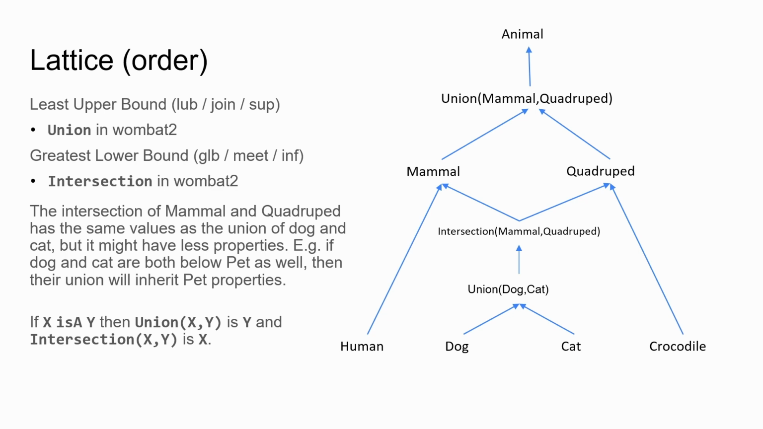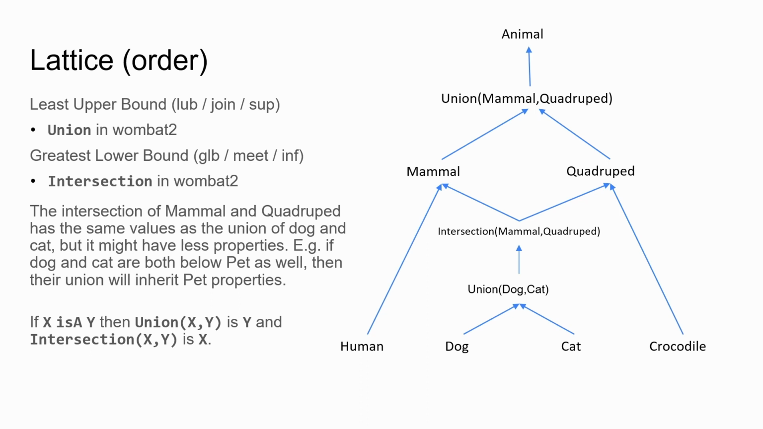If both dog and cat are below pet as well, for example, then it might inherit properties from pet, like the owner. Because they're a property of dog and cat, they're also a property of the union of dog and cat, but they won't be a property of the intersection of mammal and quadruped. By far the most common thing in real life is that unions and intersections are of things where one is already above the other.